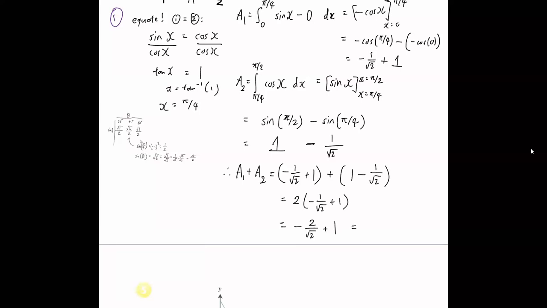What's 2 over root 2? Maybe I rewrite as 1 minus. 2 over root 2 is just root 2, yes. Right, because 2 over root 2 is root 2 squared over root 2. Then you can cancel off one copy of root 2. You're just left with a single root 2. Okay, good. That is the area, 1 minus root 2. Okay? Not enough. We still got part 2 now.